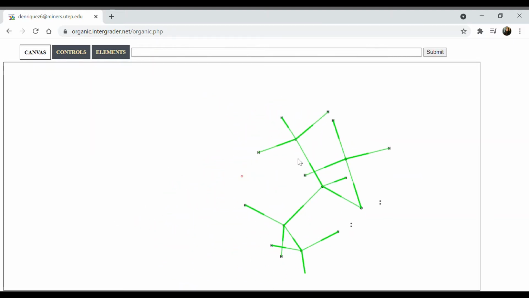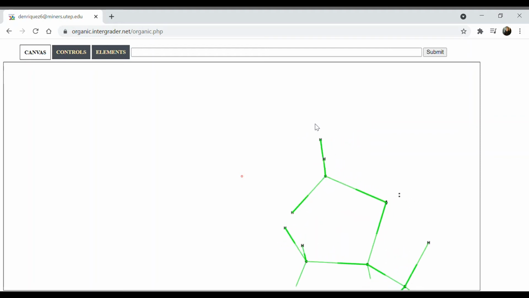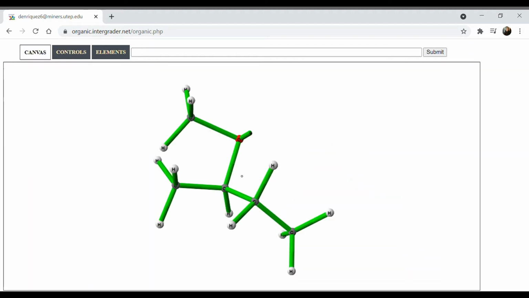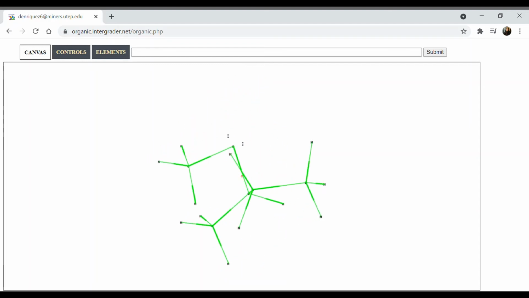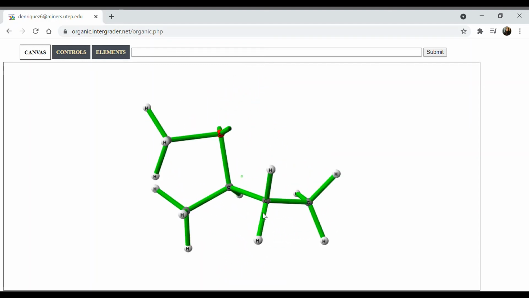Okay, longest carbon chain. Again, I'm going to move this so that I can just see it side by side. Okay, 1, 2, 3, 4. I have my butane. And then I have a methoxy at the 2 position, so 2 dash methoxy.